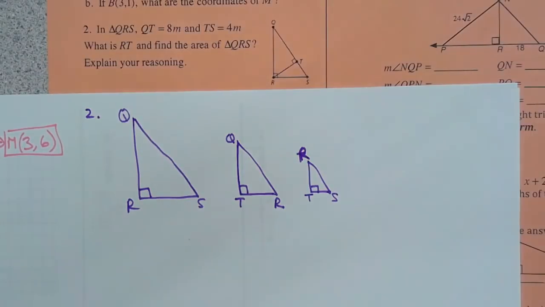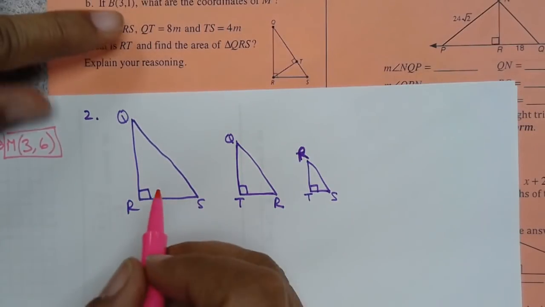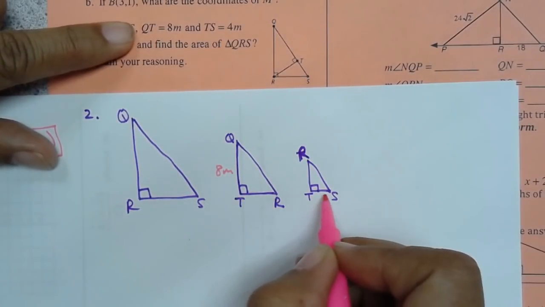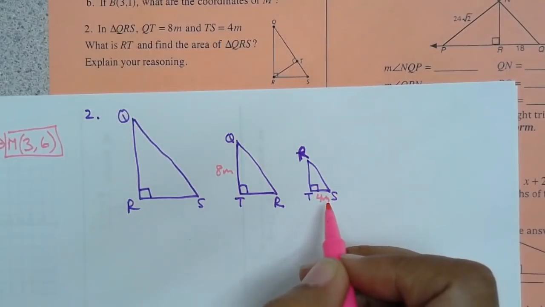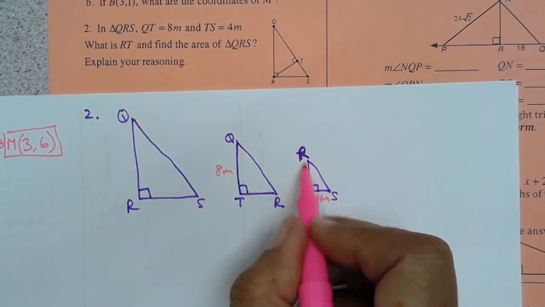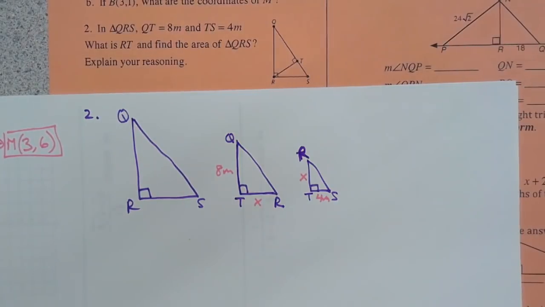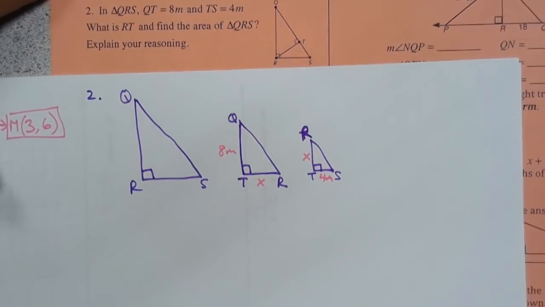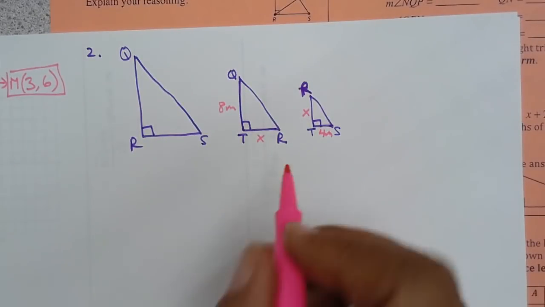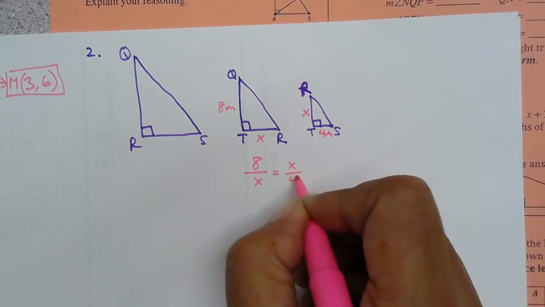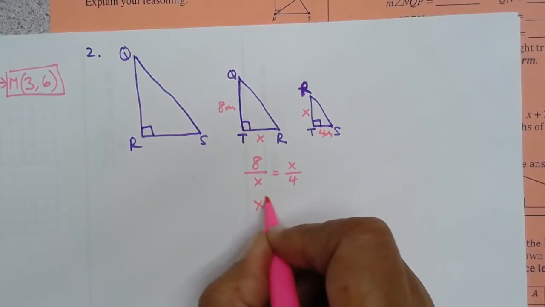Okay, now they gave me some values that are here in this problem. It says that QT right here is 8 meters. TS right here is 4 meters. And what is RT? So here's RT, and here is RT. There's 2 of them. So it looks like we're actually going to use these last 2 triangles to solve for what the length of RT is. So let's go ahead and set up a proportion. 8 over x equals x over 4. And then cross multiply. X times x is x squared. 8 times 4 is 32.